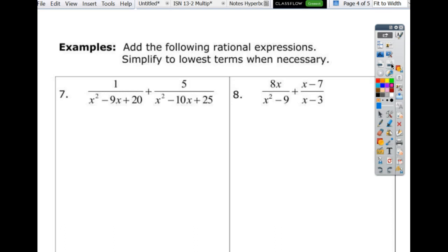I don't need any of that. All right, how do we factor this one? 20 and negative 9. 5 and 4. And they're both negative. And this one? So I have 25 and negative 10. Correct. Do we even write them? We do x minus 5, x minus 5. You only need one of them, right?